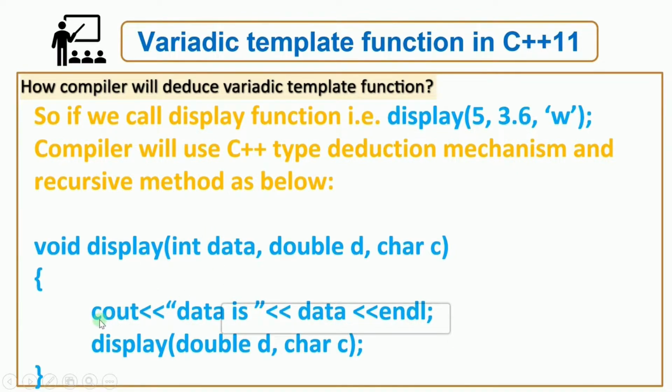And what it will do, you can see cout, and this is just a message, data is, and we are printing data. What is this data? It is the first argument in this display function. So what about the rest 2 arguments, that is double D and char C? We are not using them, we are only displaying the first argument. In the next line, we are calling the display function again, but we are passing the rest arguments, that is double D, comma, char C.